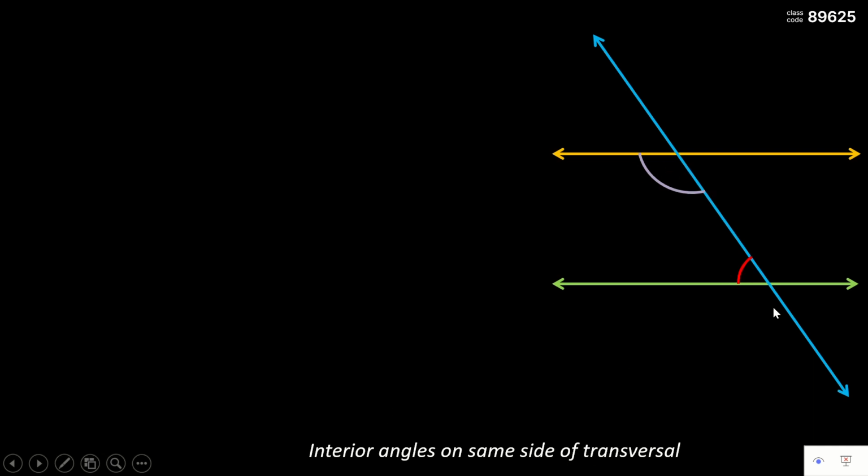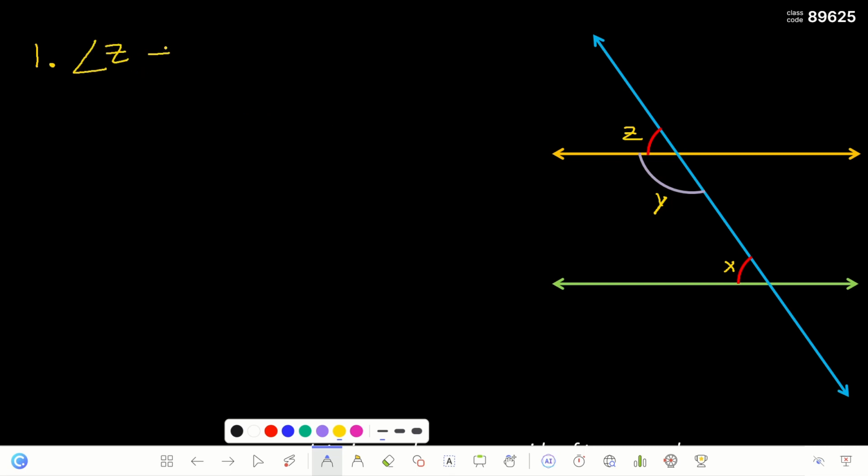Now to establish a relationship between the two angles, I need a third angle, this one. Now, as usual, let me quickly assign a few variables. Let's call this x, y, and z. Now, in this particular case, I can see that z and y together form a linear pair. So that's the first information that I can infer from this figure, which is angle z plus angle y equals 180 degrees.